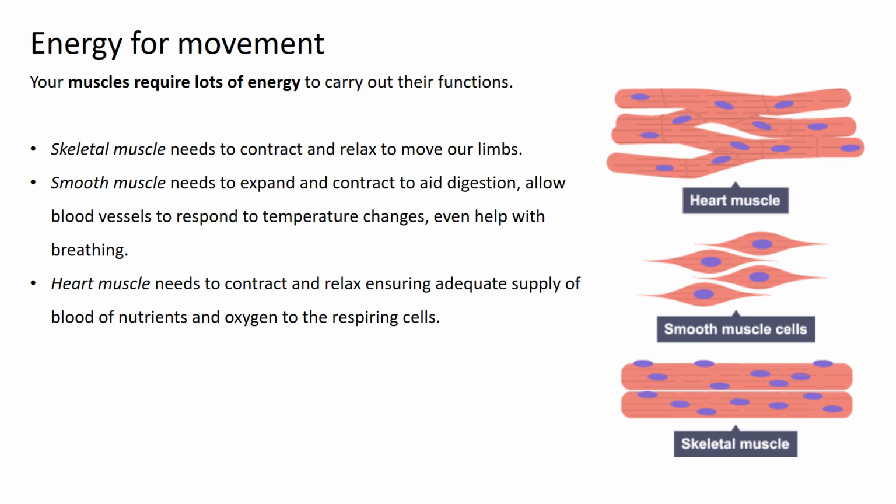We have 3 different types of muscle. We have skeletal muscle, smooth muscle, and heart muscle. And each one of those will require oxygen for aerobic respiration. You may want to make a note of these 3 different types of muscle to ensure that you understand what they are and how they are different from each other.